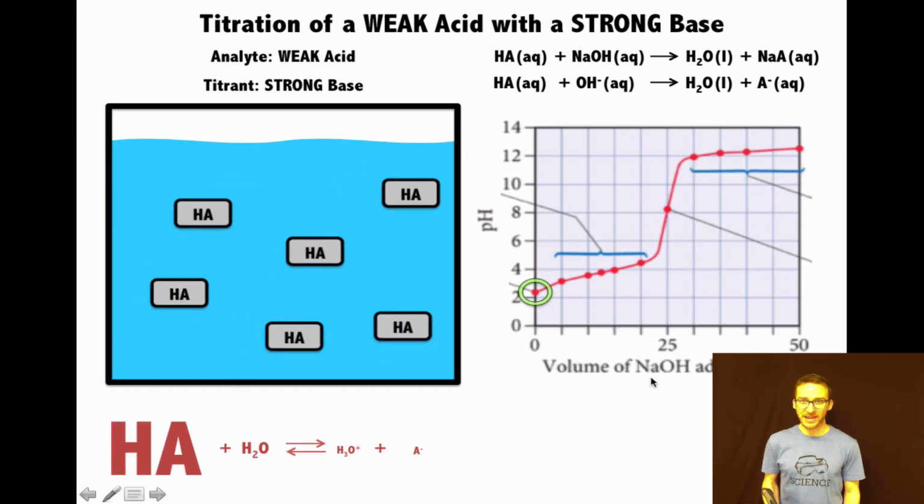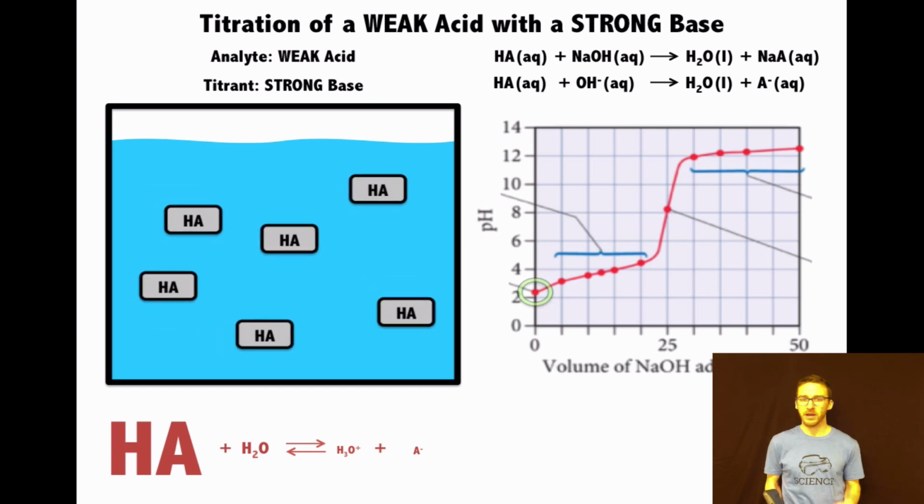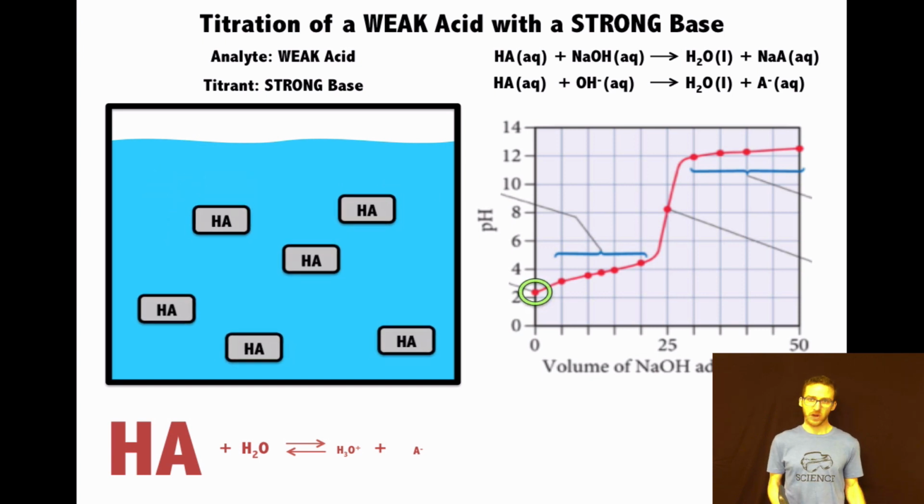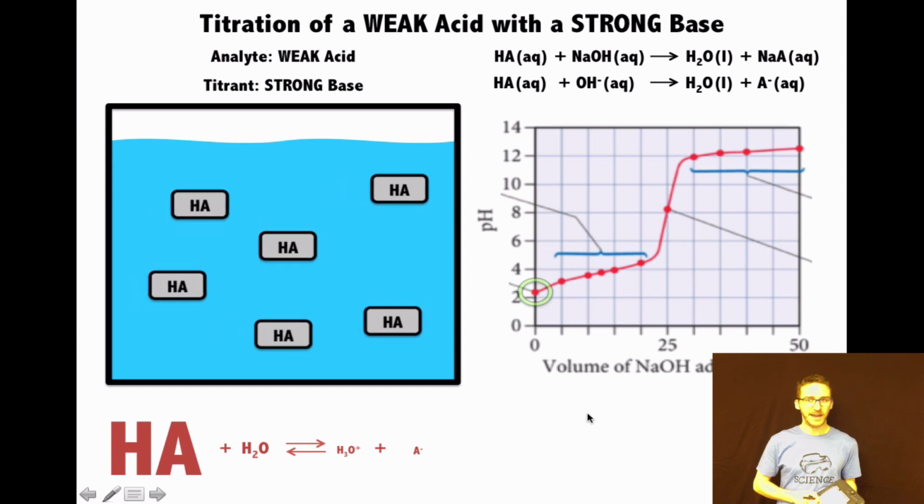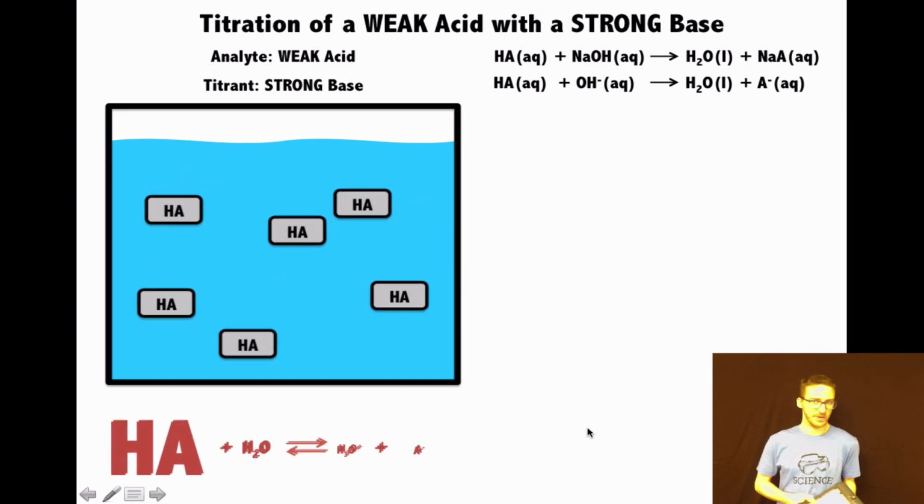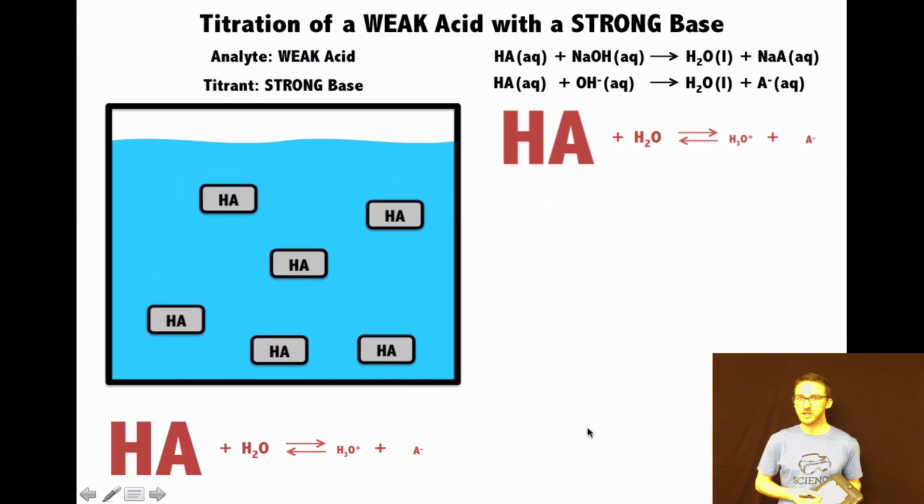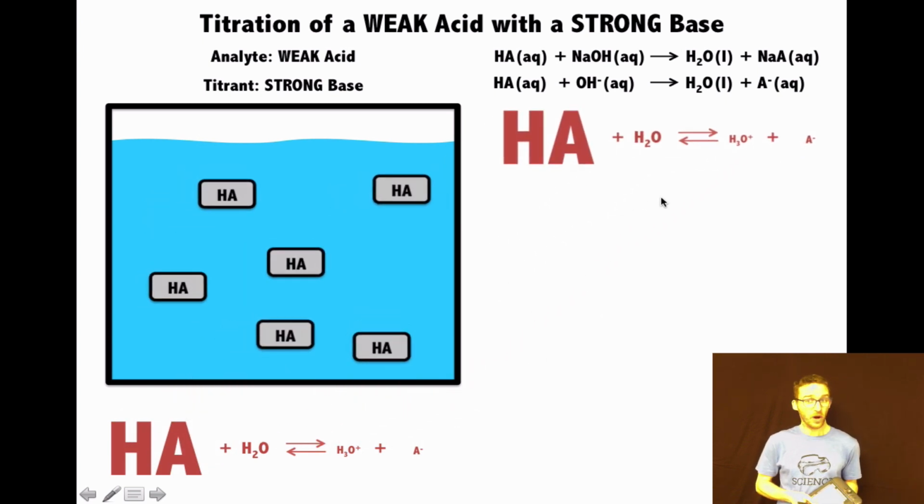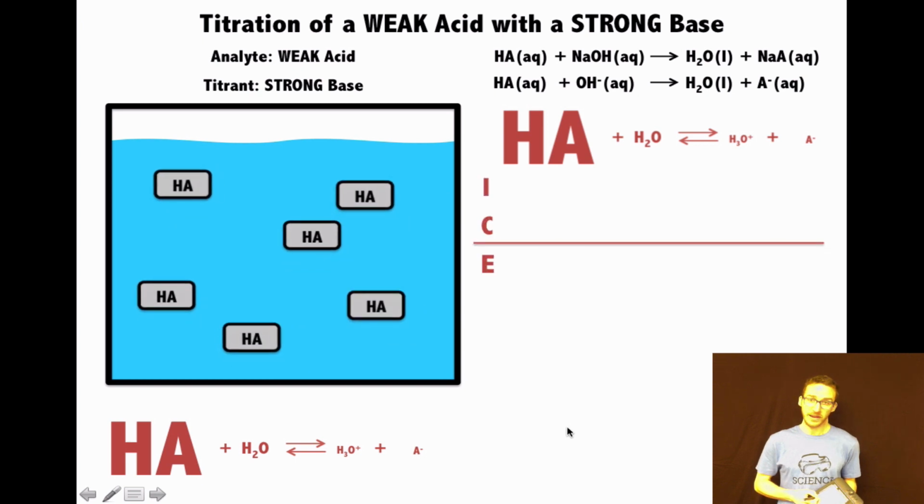But let's jump back, restart, and think about the calculations that we would have to do along the curve. If we've got a weak acid initially, before we've added any strong base, how do I determine the pH? Well, we're just going to use our weak acid in water equilibrium and set up an ice table.